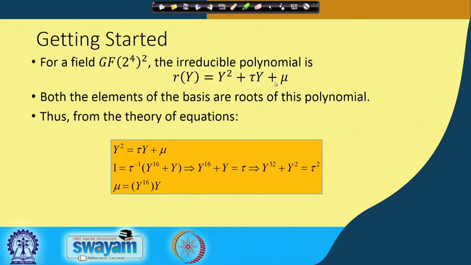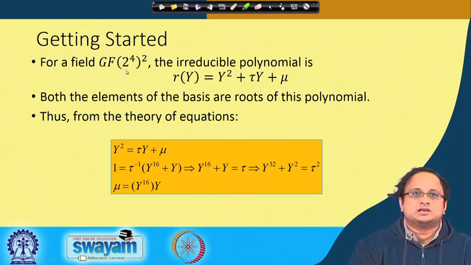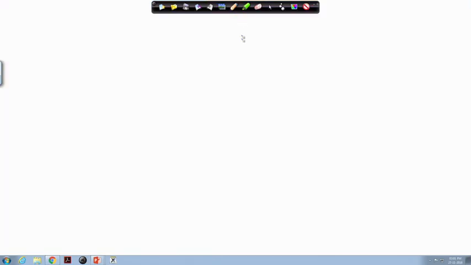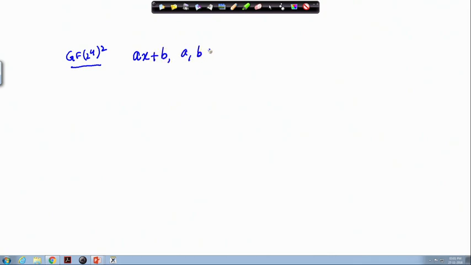Therefore, tau and mu are my variables and this is my polynomial. That means, if I take any two elements in this field, GF((2^4)^2), I can take any element and denote it as Ax + b. Let me quickly work out an element here. I take an element of this field and denote it as Ax + b, so that A and b both belong to GF(2^4).